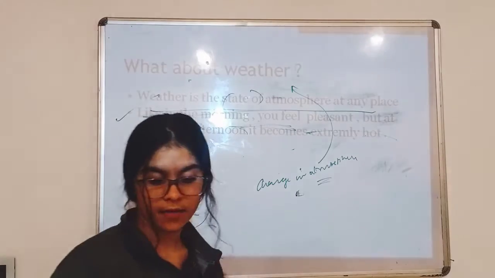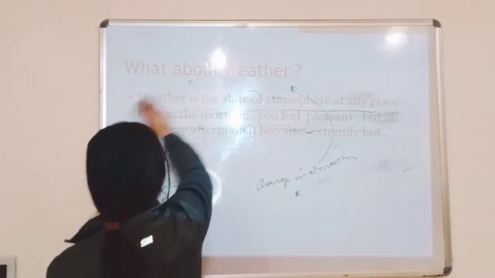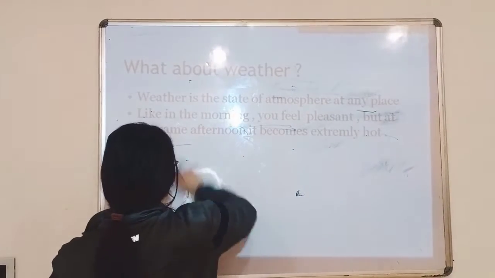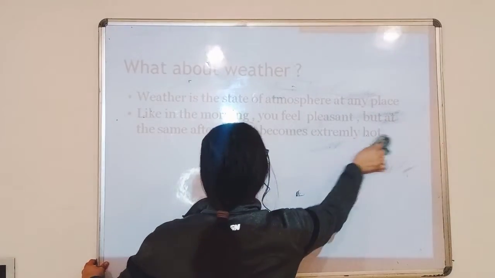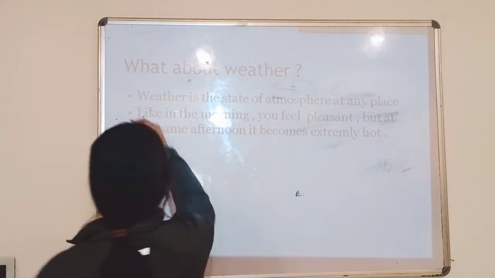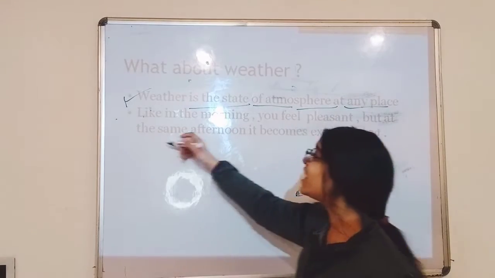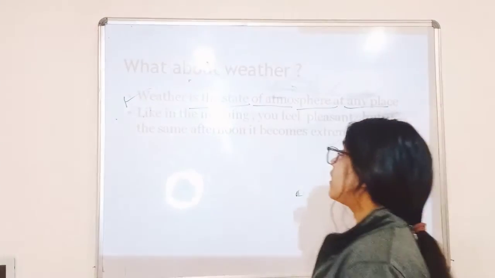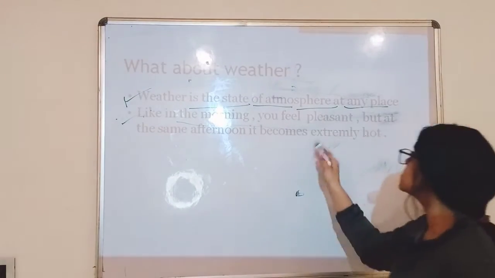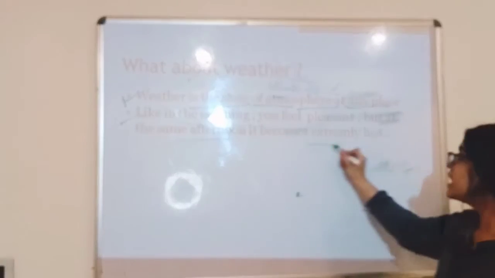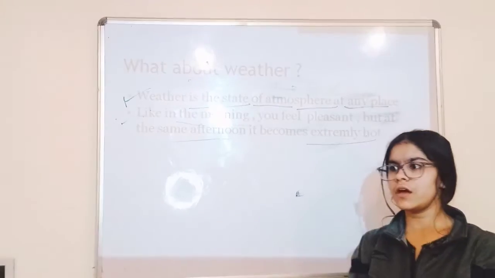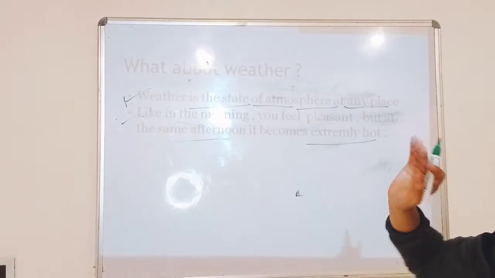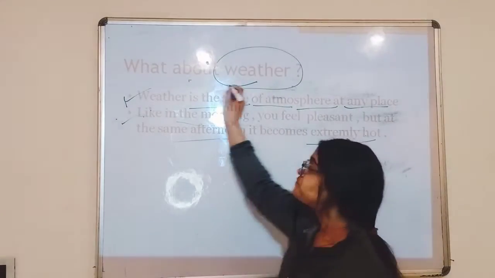So see, weather is the state of atmosphere at any place, okay? And it's for a very short duration, like day-to-day different hota hai. Like in the morning, you feel pleasant, but in the same afternoon, it becomes extremely hot. In the evening, it starts raining suddenly. In the night, it becomes extremely cold. So these are the changes in the weather, right?